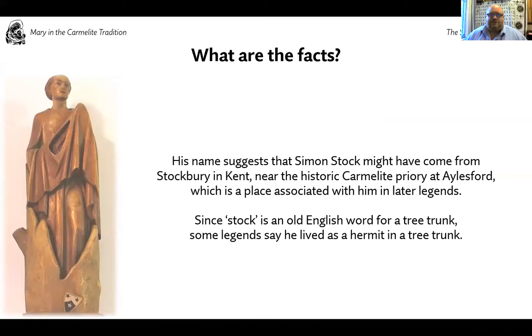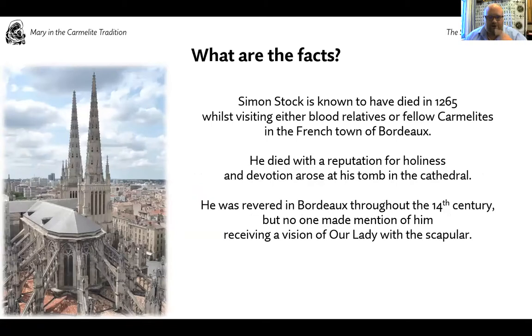His name suggests that he might have come from a place called Stockbury, which is near the historic Carmelite Priory of Aylesford, which many of you will have heard of, a place associated with him in later legends. And Aylesford's important because it's where the first general chapter of the order took place in 1247. And stock is an old English word for a tree trunk. So some legends, and this piece of art here, depicts him living as a hermit in a tree trunk, an empty tree trunk.